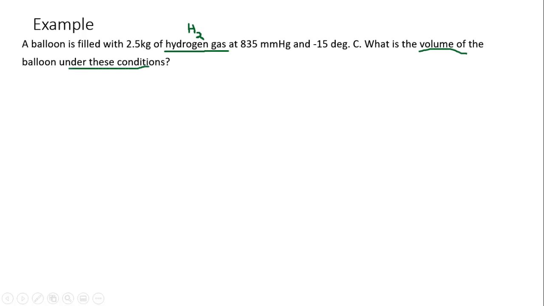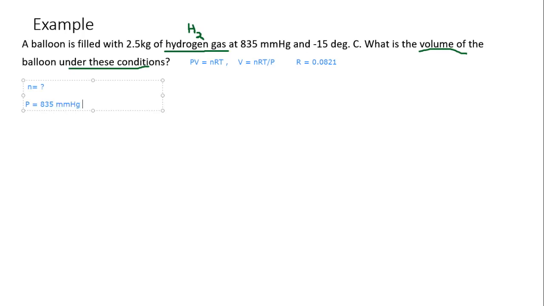So in this example, we're not changing anything. We're just saying, based on these conditions, calculate this quantity of the gas. So we're going to be using PV equals nRT, and we're going to be solving for V. V equals nRT divided by P. Again, R is the gas constant, R equals 0.0821. Now, n is the moles. We don't know yet. P is the pressure, 835 millimeters of mercury.